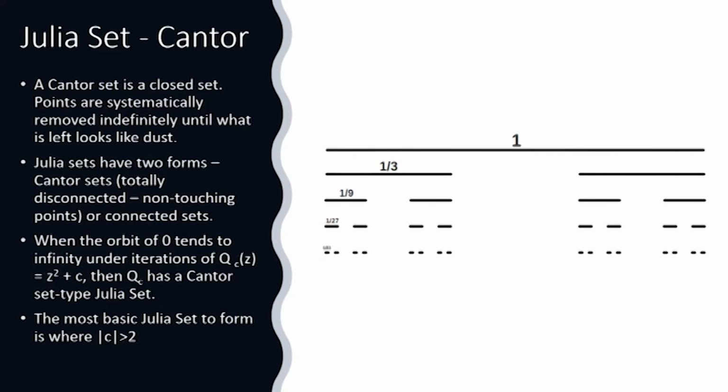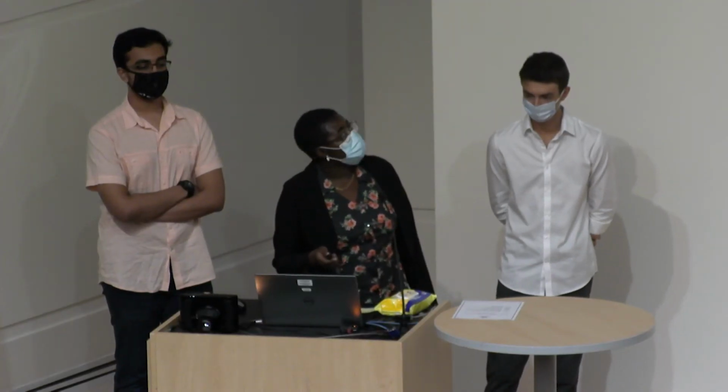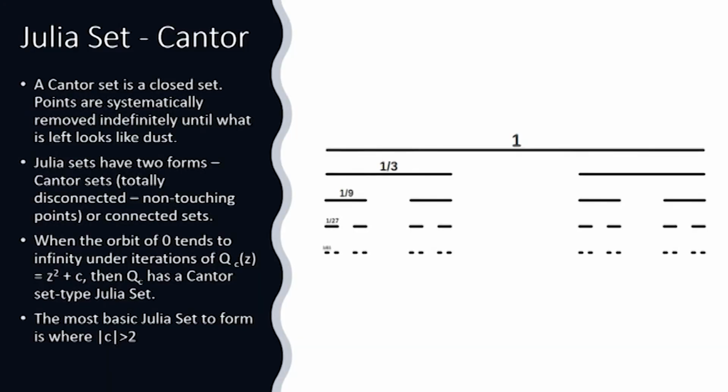And now to explain Cantor sets. Cantor sets are another way to do iterations. Right there on our screen, we have a closed sequence of 1. A Cantor set is a closed set. Points are systematically removed indefinitely until what looks like dust. We have that closed set of 1. We take out a third, and we get 1/3. We take out another third, we get a ninth. We repeat the process till we have, as you can see at the very bottom, 1/81. And you would just continue this process to infinity until what basically is left is dust.